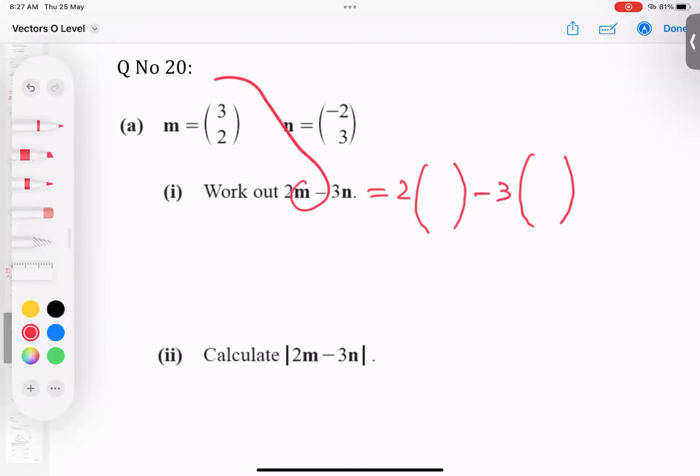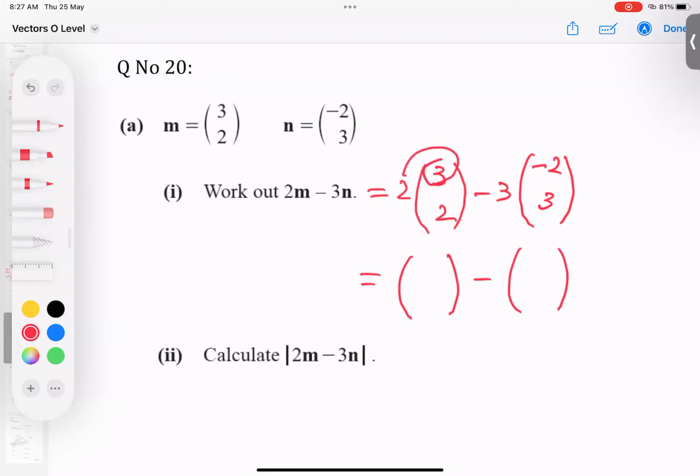So this m will come from here, and I'm writing 3, 2. And here I'm writing minus 2, 3. And what is the basic method? We have to solve it. So this 2 multiplies inside the 6. 2 into 2 gives you 4.